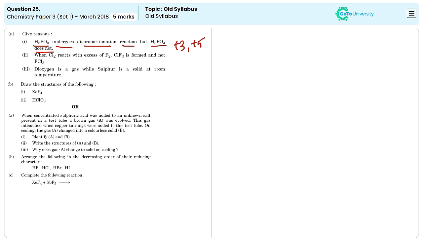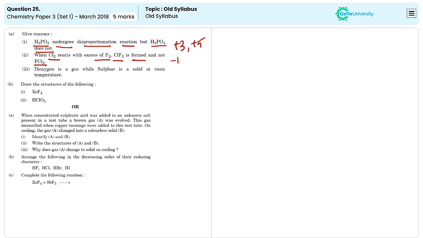The second one is, when chlorine reacts with excess fluorine, ClF3 is produced and not FCl3. This is because fluorine is the most electronegative element and prefers to be in the -1 oxidation state. Chlorine can have various oxidation states, but in the case of reacting with fluorine, it tends to produce the compounds where it achieves a +3 oxidation state. Chlorine trifluoride is a stable compound where chlorine is in the +3 oxidation state.